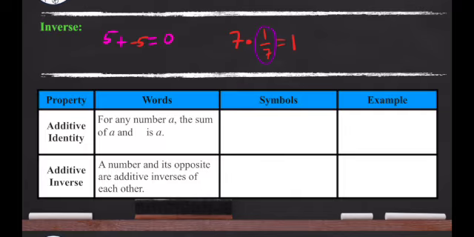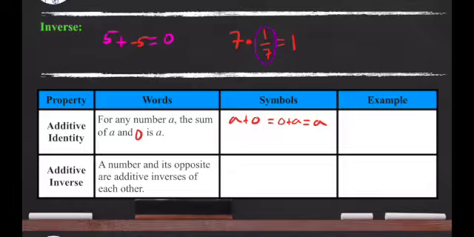Let's actually look at the property. Here's words. For any number A, the sum of A and, now we know it's 0, is A, right? Any number added to 0 is A. So in other words, if we wanted to write it out, we can say that A plus 0 is the same thing as 0 plus A because of commutativity, which is equal to A. Does not matter which side we add the 0 onto, it's going to equal A.